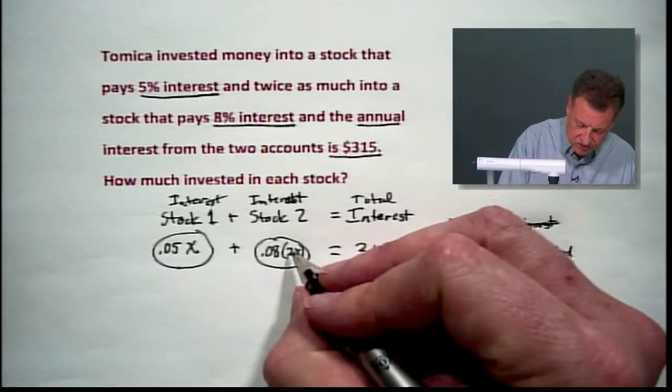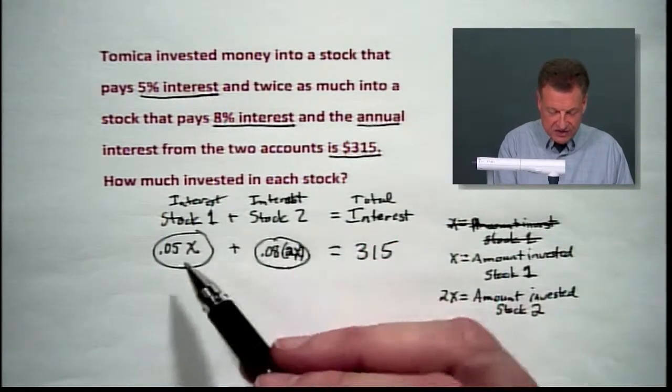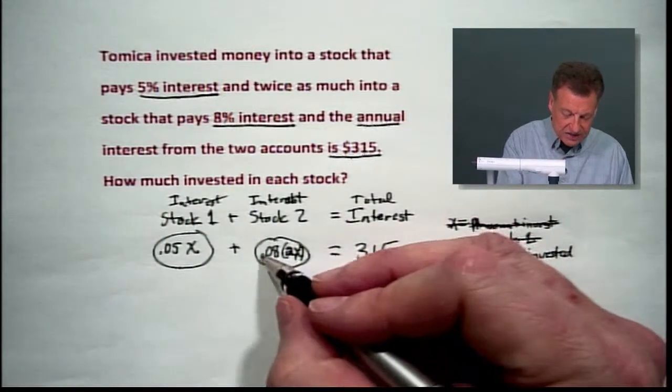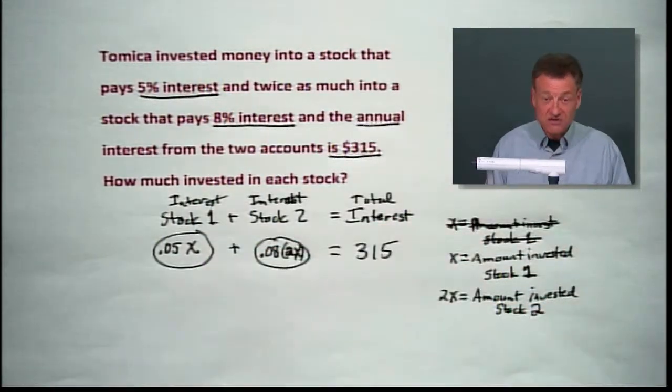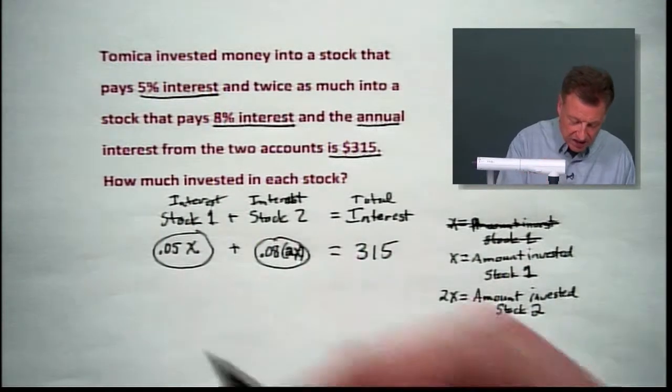And by the way, those of you who are still wondering, what is that? That's 2X, all right? And that is going to be multiplied by, there's a decimal there. Those decimals are very important, all right? So let's go ahead and see where we're going here, all right?